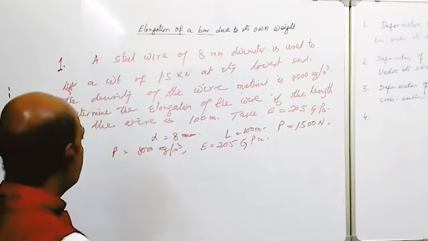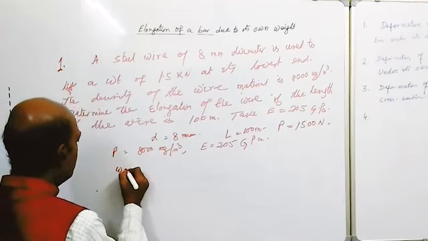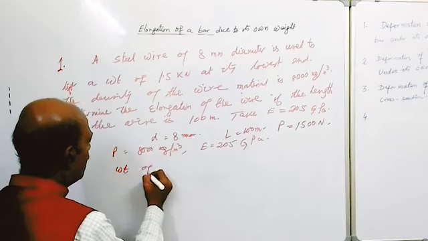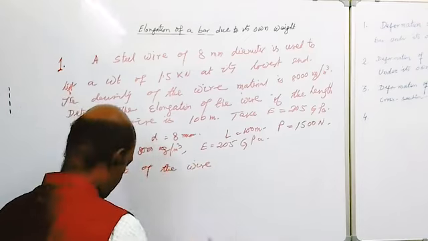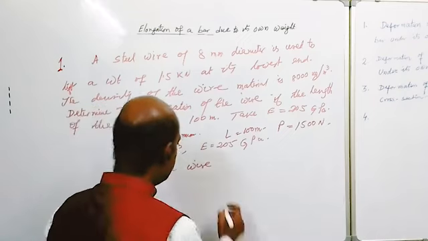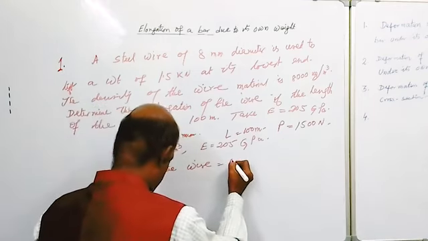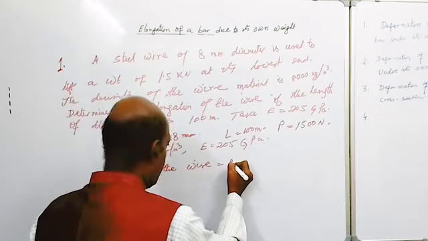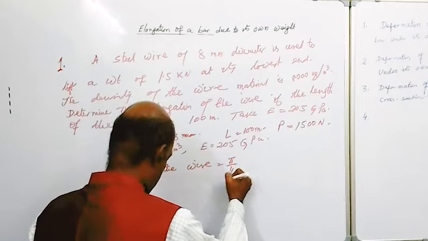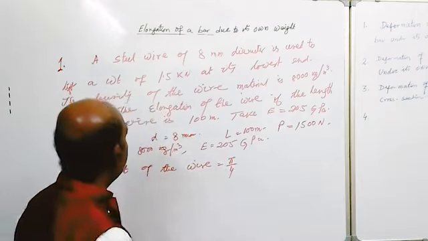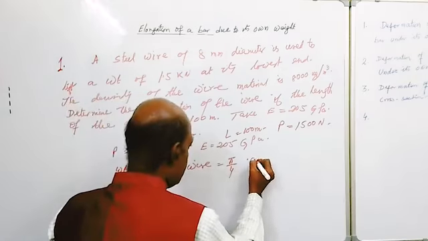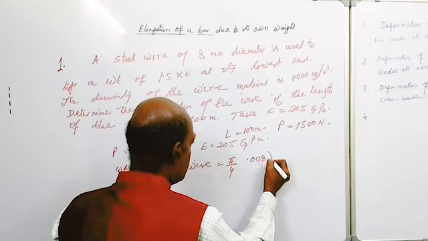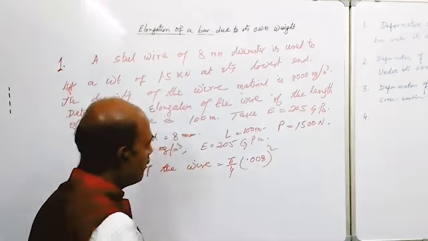Now weight of the wire. So first we will find out the weight of the wire. What is the weight of the wire? It is given by pi by 4 d square. What is d? D is 8 millimeter. So in meter it is 0.008 whole square. So pi by 4 d square.